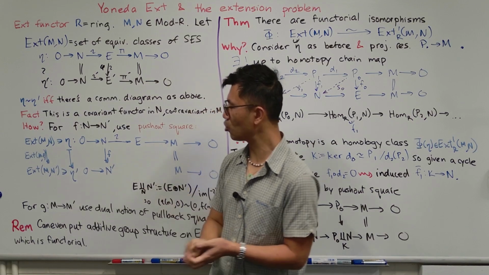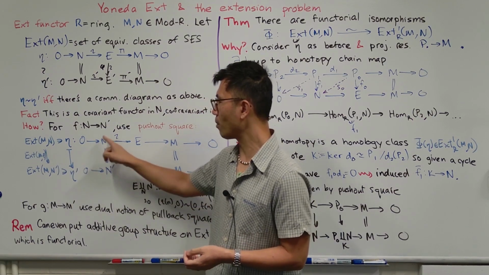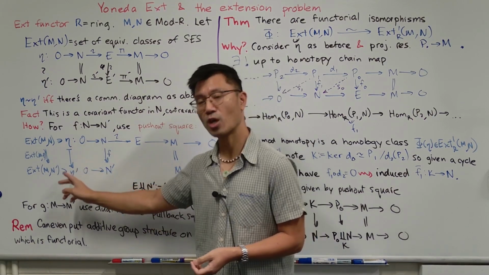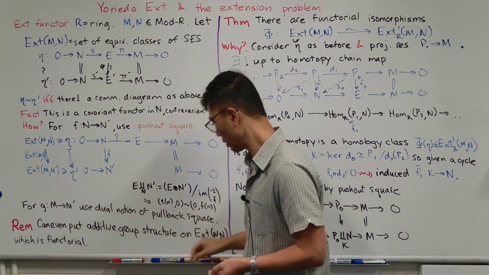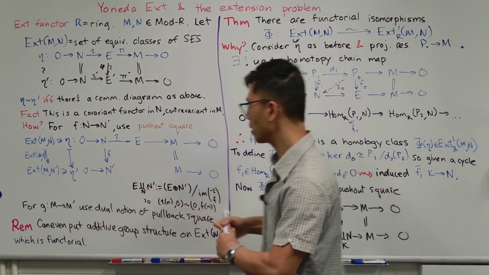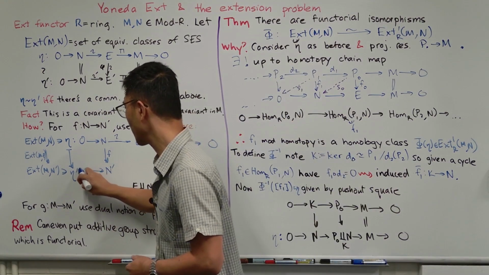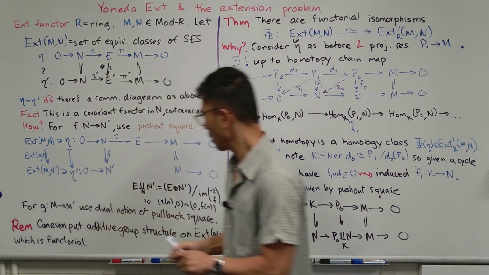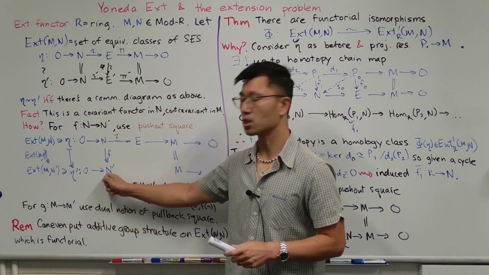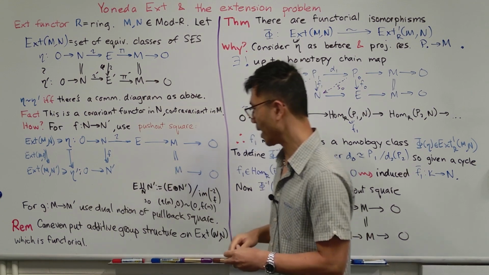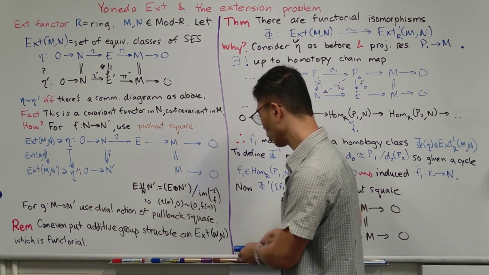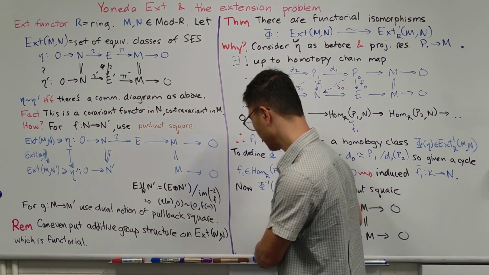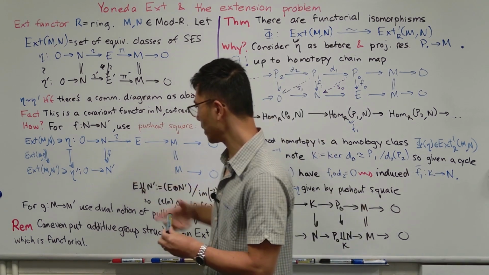The data that you do have is a map f from N to N prime. So we need to have some sort of short exact sequence. This is going to be this one here, eta prime, that has as a submodule, so to speak, N prime, and the quotient is going to be M. And the question is, how do we define that? We need something that's inside here.